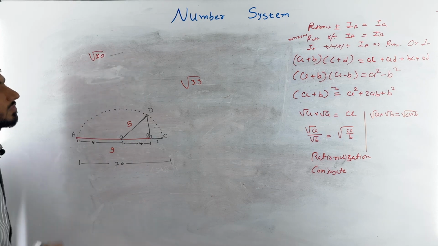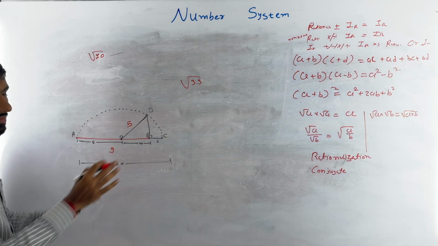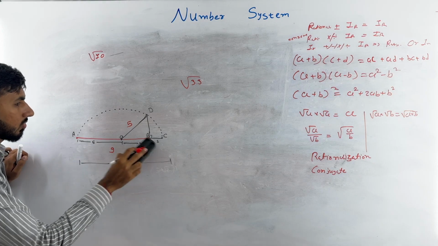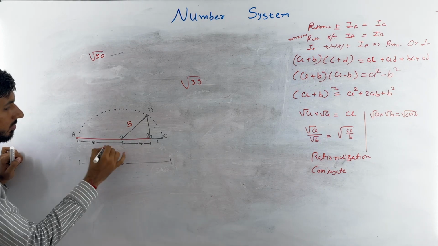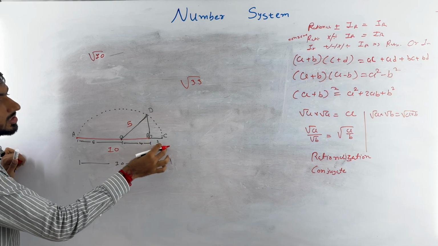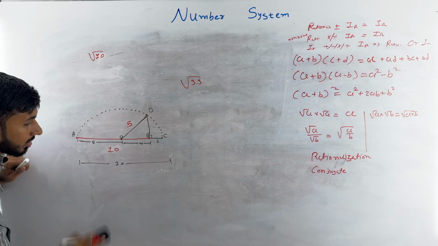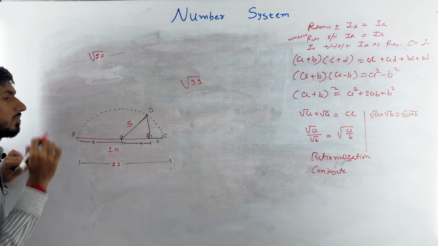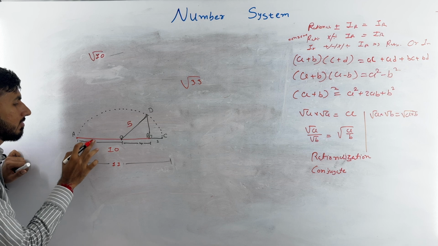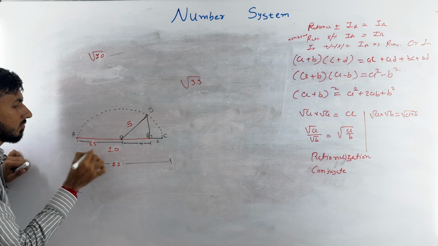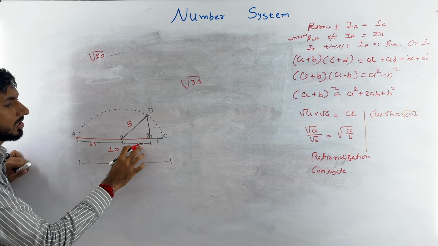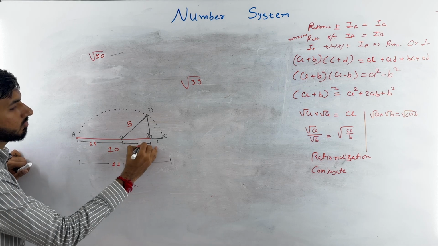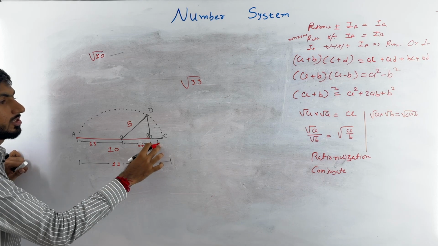I will do the same thing. I will draw a line segment AB with a length of 10 units, then I will extend it by 1 unit, so the total length of AC will become 11 units. Now I will find the middle point of AC. The length of this side will be 5.5, because 5.5 multiplied by 2 is 11. Now this length is 10, so this side will be 4.5, right? Here we have 1.